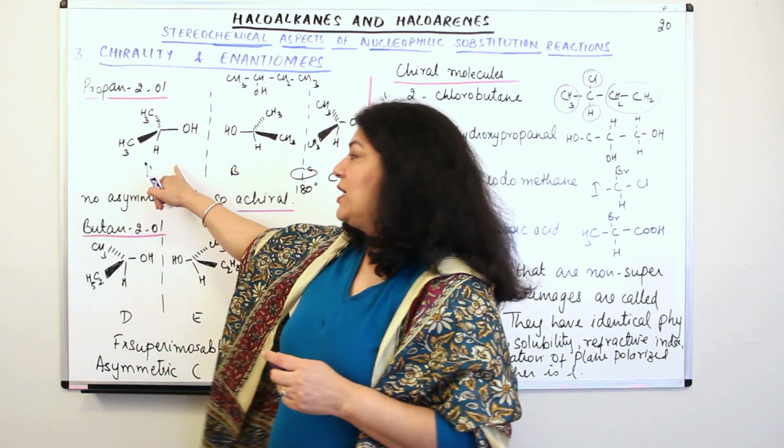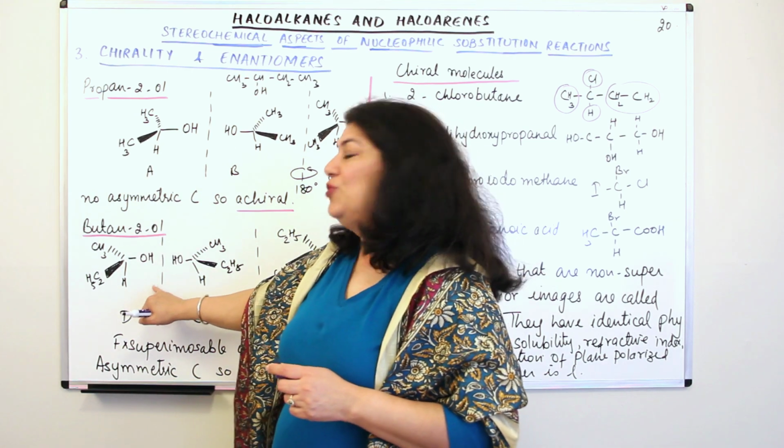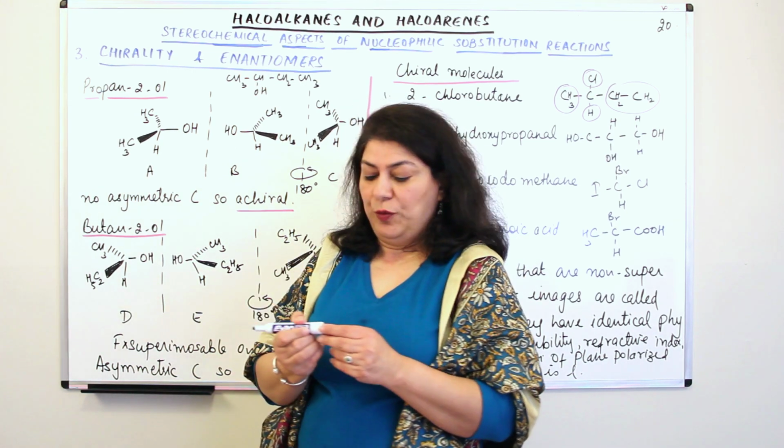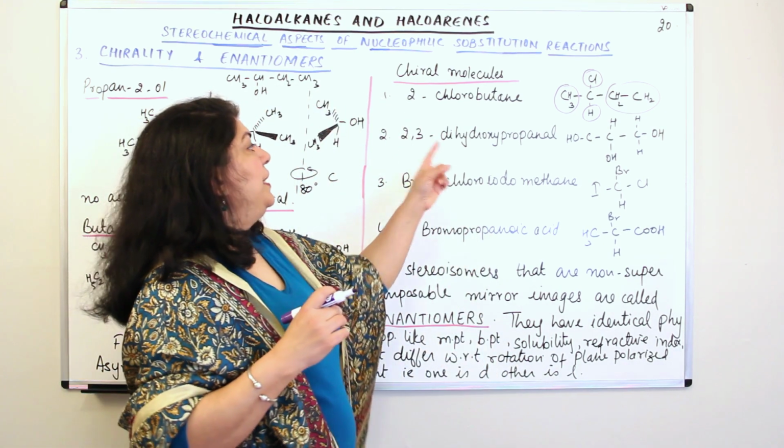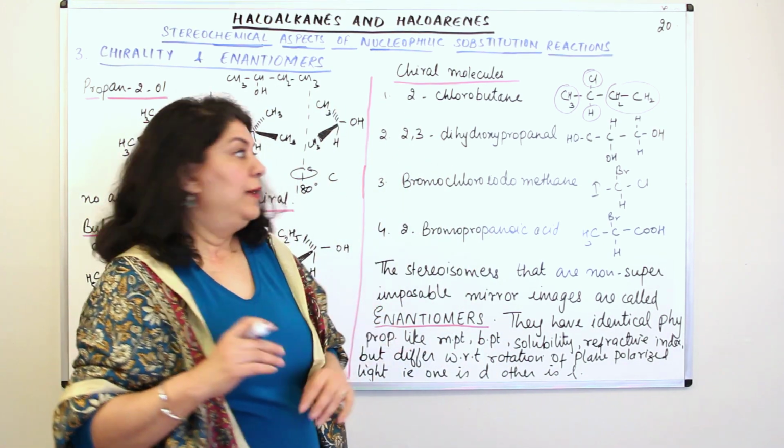Therefore, how would you expect this molecule to be? It would be like 2-butanol too. So it would be a chiral molecule. Now the next molecule is 2,3-dihydroxypropanol.